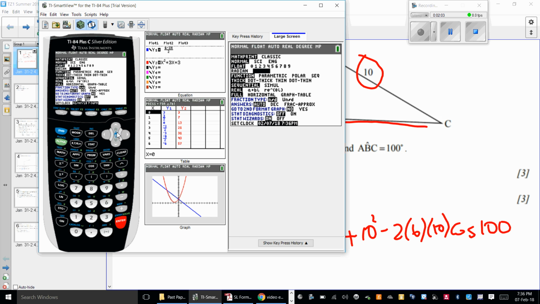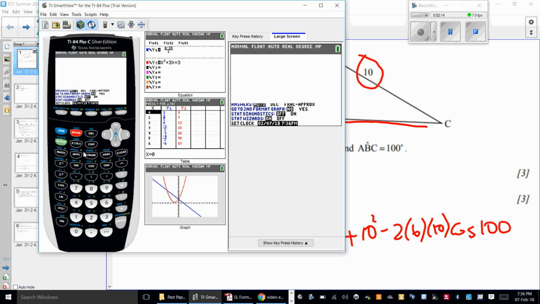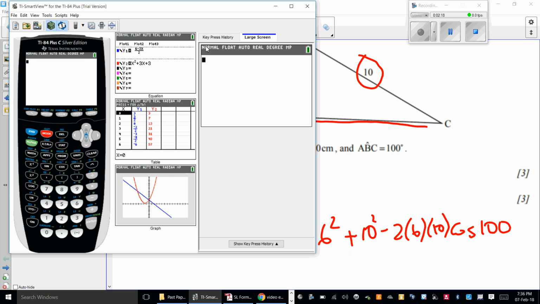Now the only times that you need to check on radians and degrees is when you're using the sine, cos and tan buttons, and we are in this case, so that's why we need to check it. Alright, so then we can just chuck that in the calculator. So 6 squared plus 10 squared minus 2 times 6 times 10 times cos 100.